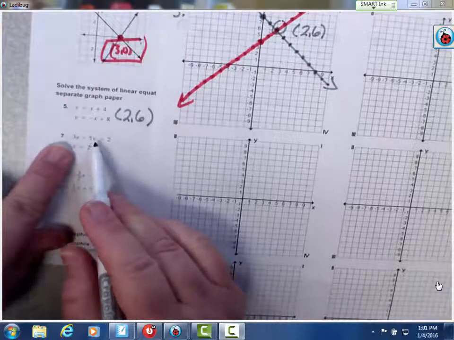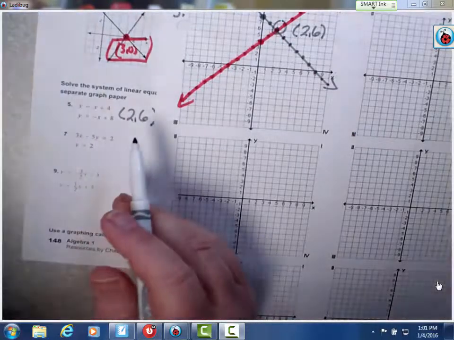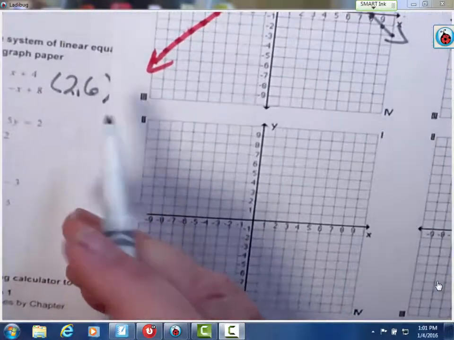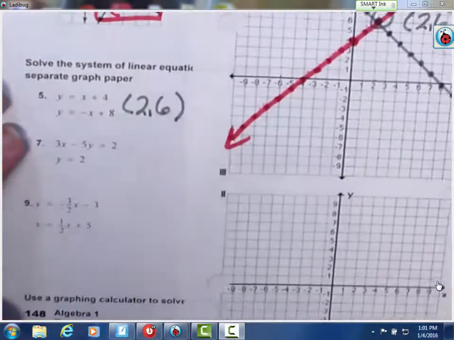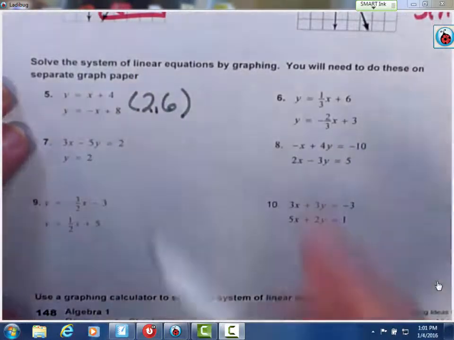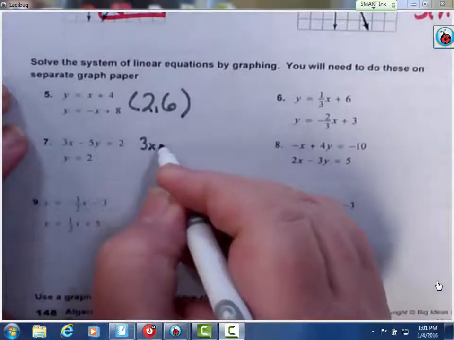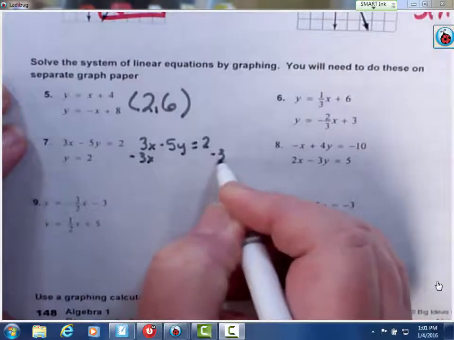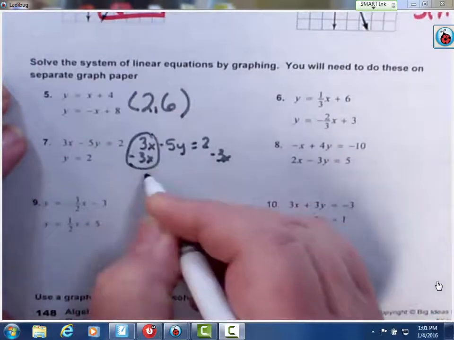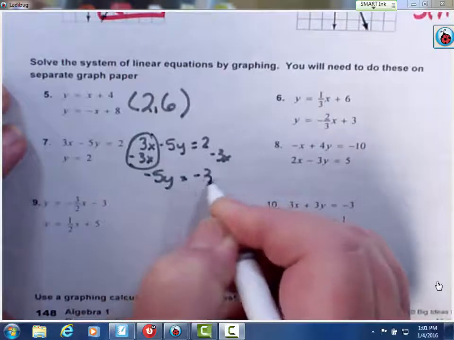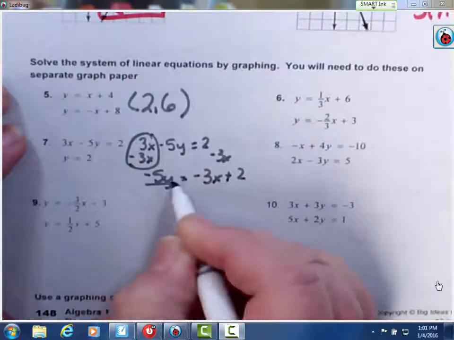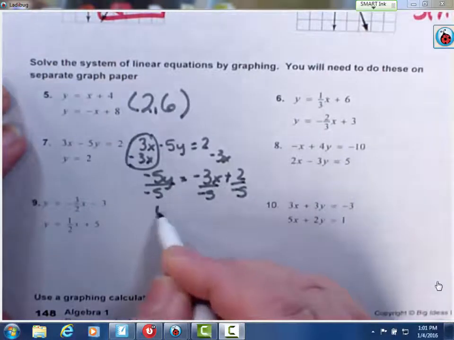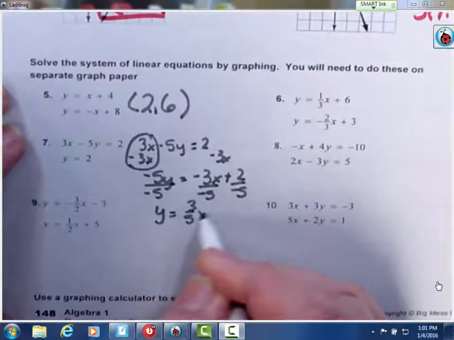To graph this one, I noticed that it's not in the y equals form, so I'm going to have to do something about that. Need to get the y by itself. Okay, so let's see, 3x minus 5y equals 2. I subtract the 3x from both sides, then I get negative 5y equals negative 3x plus 2. And then I would divide by negative 5 each of the terms. So I get y equals 3/5 x minus 2/5.